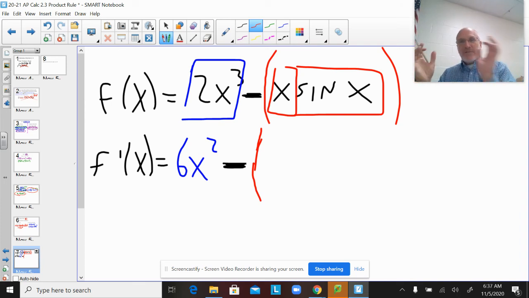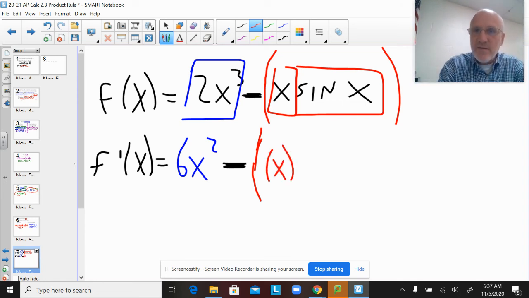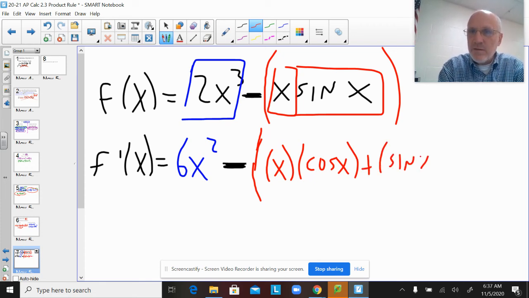So now let's product rule this x sine x. That's a product, x times sine x. So the product rule is first, which is x, times the derivative of the second. The derivative of sine x is cosine of x, plus the second, which is just sine of x, times the derivative of the first, which is just 1.